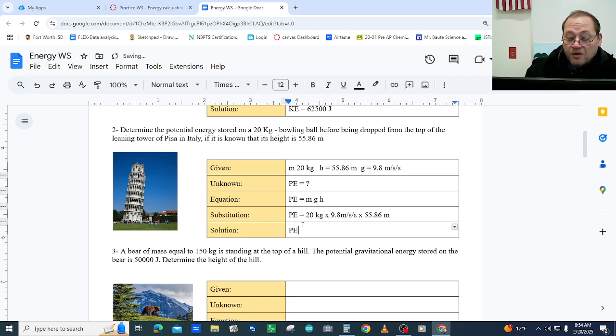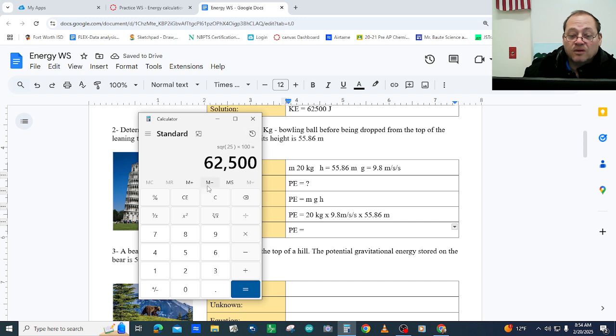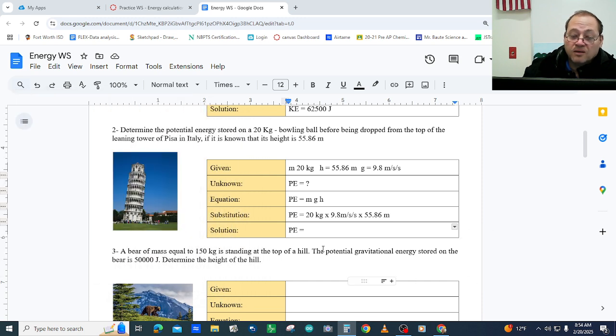And when you multiply the 3 numbers together, you're going to get a number which is equal to, let's see, just pull out the calculator here, 20 times 9.8 times 55.86. That's giving me a total of 10,948.56 joules. That's the potential energy of the ball at the top of the tower. That's how you do number two.